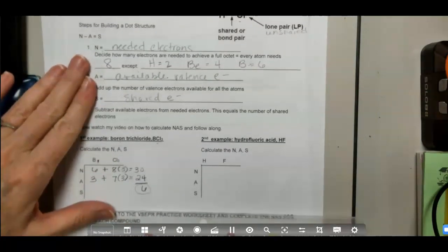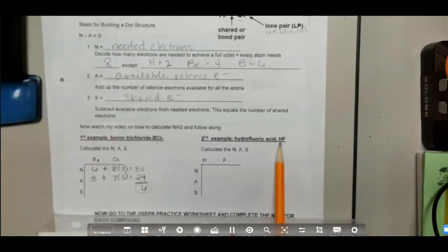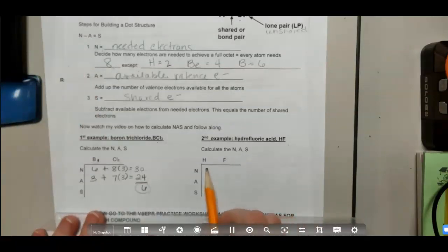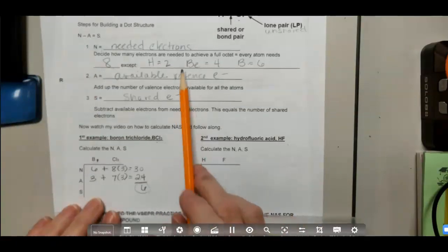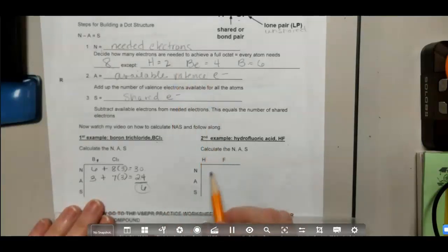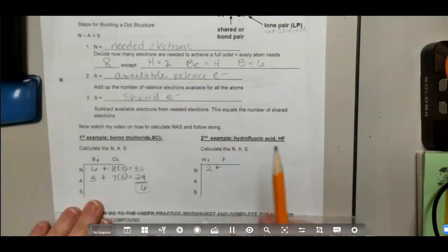Okay, next one. Our second example is hydrofluoric acid, which has 1 hydrogen, 1 fluorine. So hydrogen is one of these exceptions up here. He only needs 2, and there's only 1 hydrogen. Fluorine is not an exception, so he needs 8. And again, do your math.